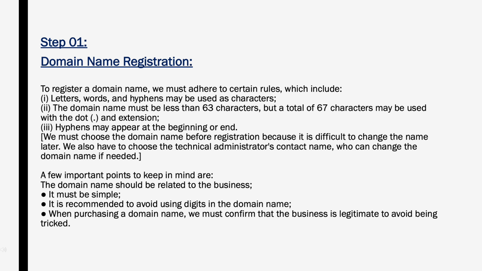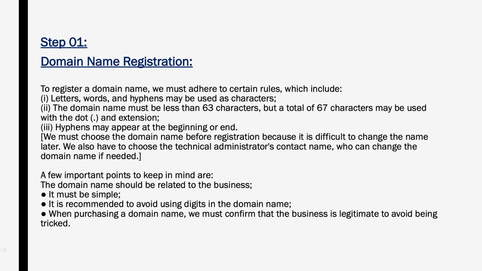Step 1. Domain name registration. To register a domain name, we must adhere to certain rules. 1. Letters, words, and hyphens may be used as characters. 2. The domain name must be less than 63 characters, but a total of 67 characters may be used with the dot and extension. 3. Hyphens may not appear at the beginning or end.